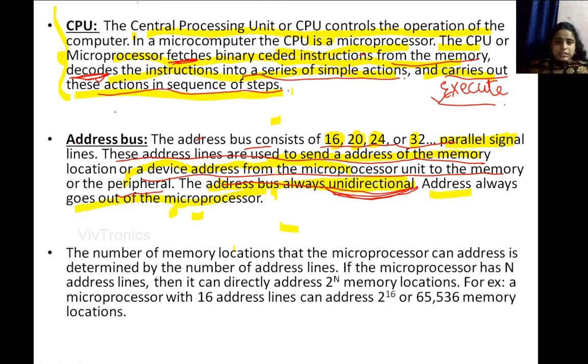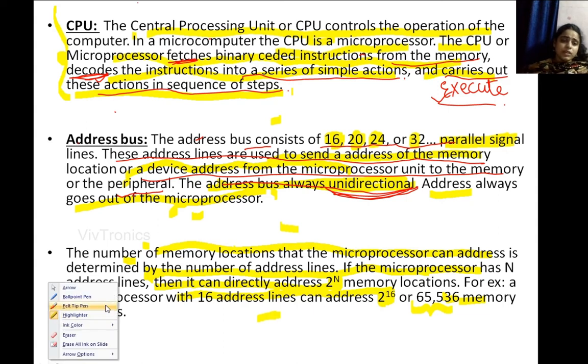Now the significance of the address bus for 8086 I am going to discuss here. The number of memory locations that the microprocessor can address is determined by the number of address lines. If the microprocessor has n address lines, then it can directly access 2 power n memory locations. For example, a microprocessor with 16 address lines can address 2 power 16, which equals 65,536 memory locations. So the address bus significance is that with n address lines, it can access 2 power n memory locations.